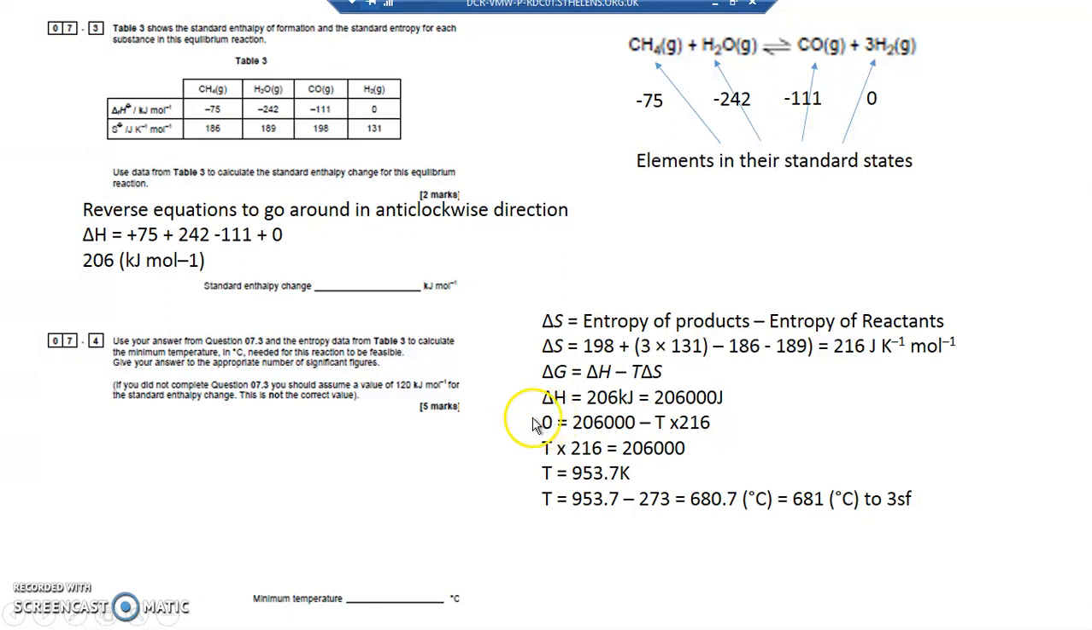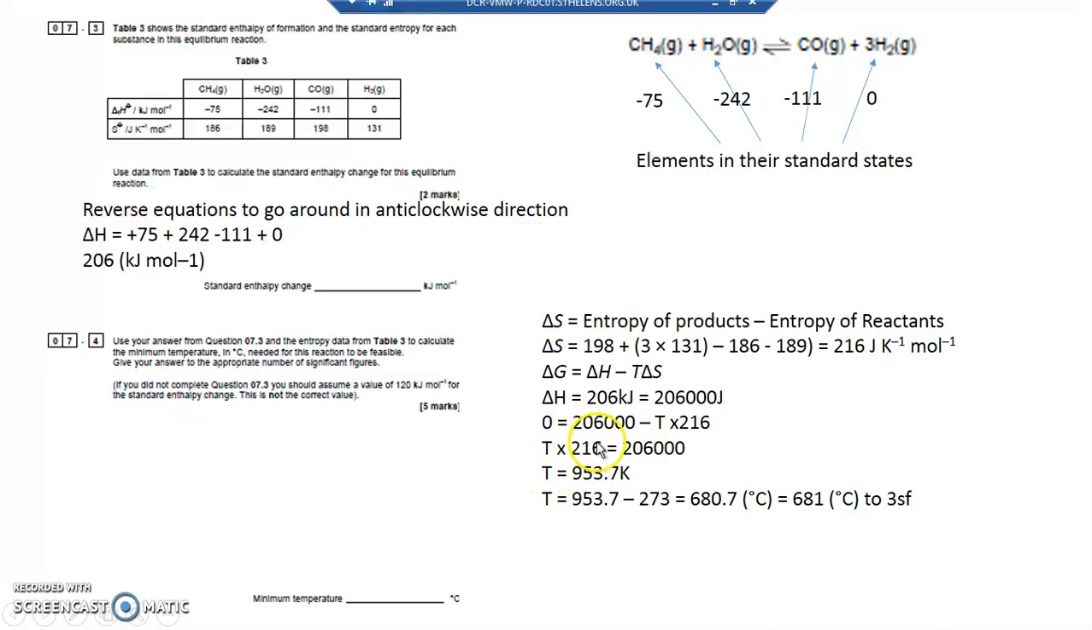So if I have delta G as 0, that's going to be the first point that it becomes feasible, and that will be my minimum temperature required. So I'm going to have delta G as 0, delta H is 206,000, which is my enthalpy change in joules, take away my temperature, which I don't know, and 216 is my entropy change. So if I take 206,000 across to the other side, it becomes minus 206,000 equals minus T times 216. Make both minus signs positive, so 216 times T is 206,000.